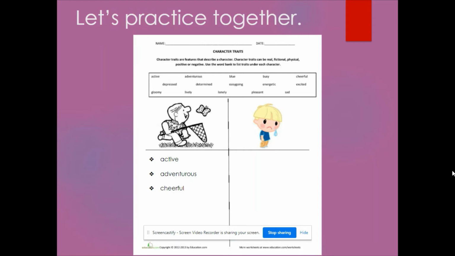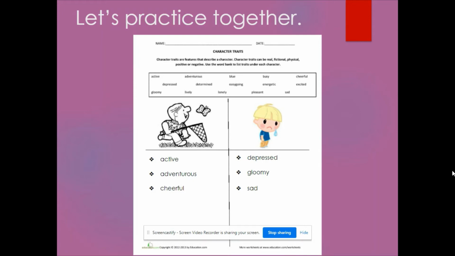Now let's look at the fellow on the right. And I can see his face, and I can see the tear and the shape of his mouth. And I'm going to say that he's a little bit depressed. Wouldn't you agree with me? What else can I say about him? Yeah, he is gloomy. I can also say that he is a little bit sad, right?